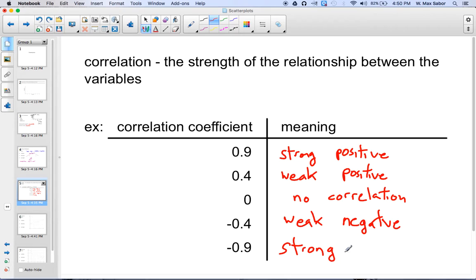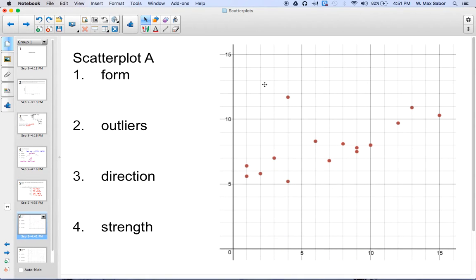Now, I just came up with these numbers as examples. You can have a correlation coefficient of 1 or -1 or negative 0.23. And this is a scale between 1 and -1 of how strong it is. So we'll look at some graphs and you'll be able to see what they look like. You're not going to have to calculate this by hand, and graphing utilities can do it for you. So let's look at scatterplot A.